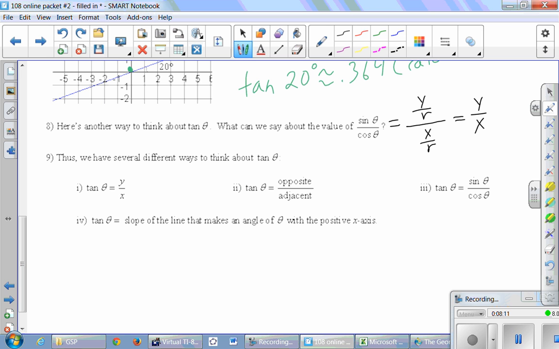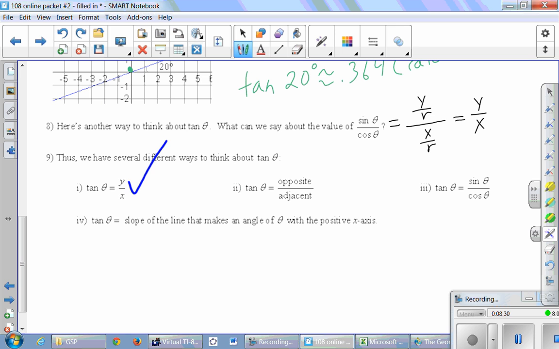So hopefully we did some work and got y divided by x. Oh, lo and behold, y over x again. So what does that mean? It means that tangent of theta is exactly the same as sine theta over cosine theta, because they're all equal to y over x. 9, thus we have several different ways to think about tangent of theta.